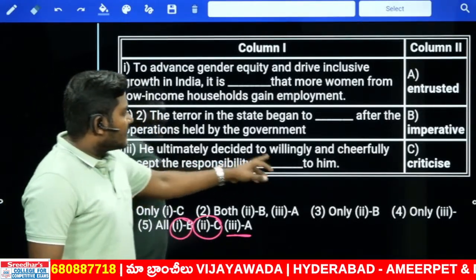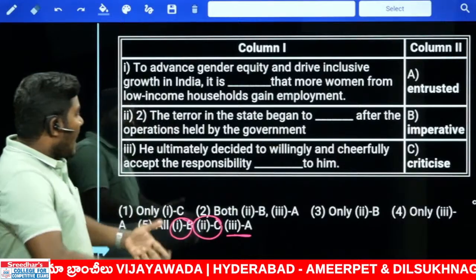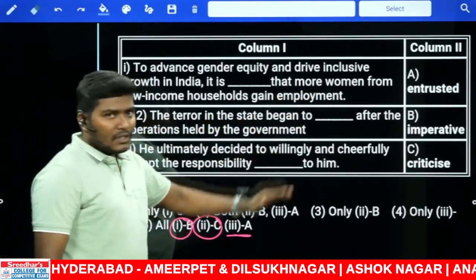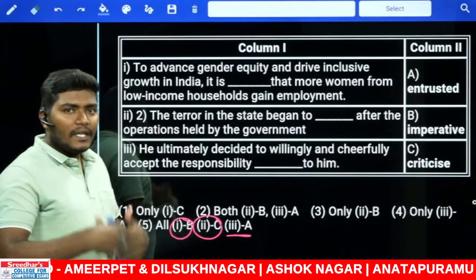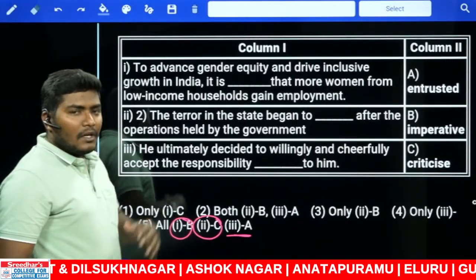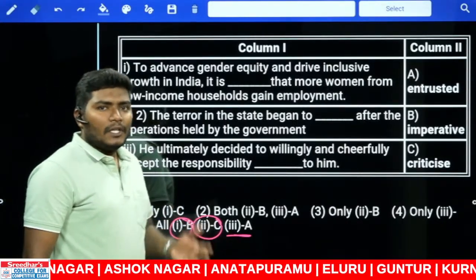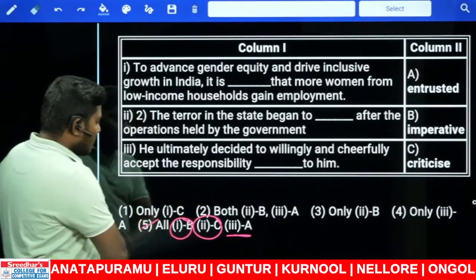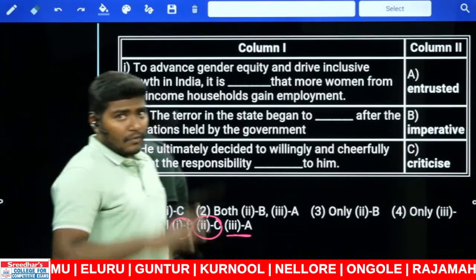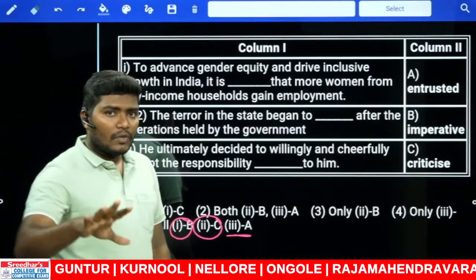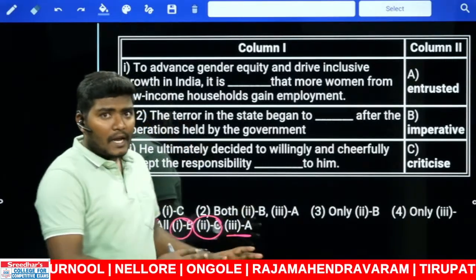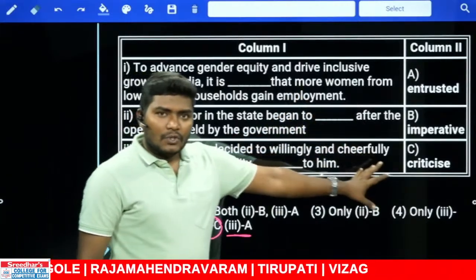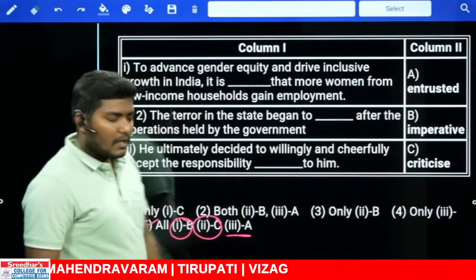He ultimately decided to willingly and cheerfully accept the responsibility. A. What is there in A? Entrusted to him. Entrusted is nothing but anything that is given to him. If somebody entrusted you with a responsibility, that means somebody gave you some responsibility, right? So absolutely the answer can be the fifth one, but be very careful. We can solve either with grammar or with vocabulary. Go with very careful analysis. Just read, try to find out what comes in the blank and check the parts of speech on the other side. In a short period of time you can get the answer.